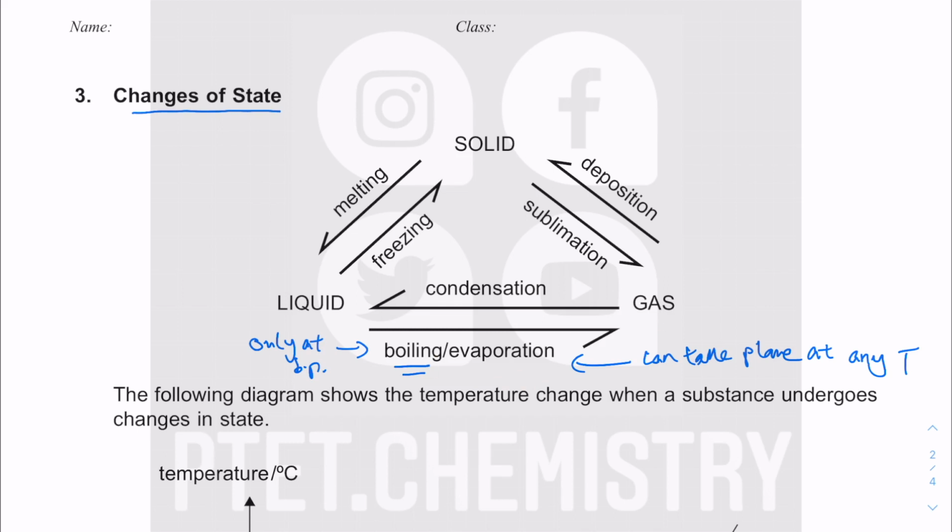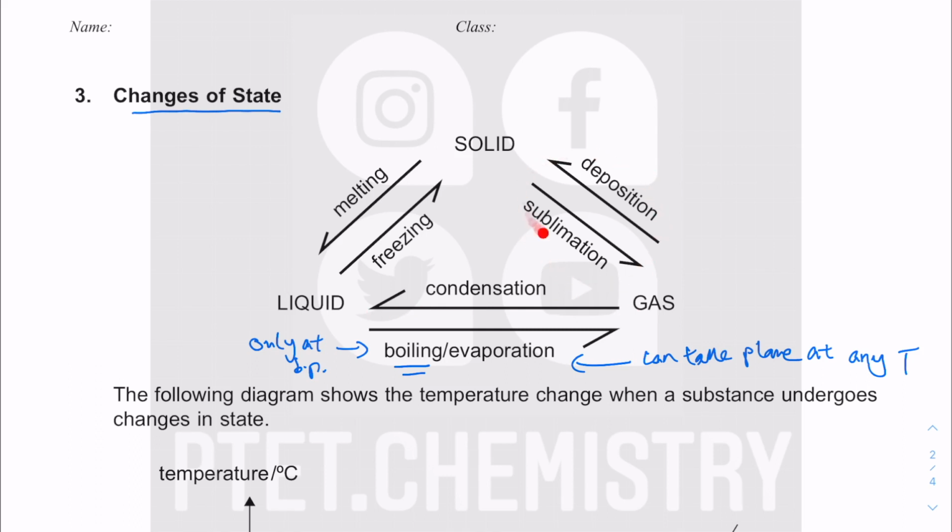That's the main difference that you have learned from your lower secondary or whatever basic sciences that you have learned before you turn 14 years old and enter this upper secondary level. Gas, on the other hand, can condense into liquid in a process called condensation.